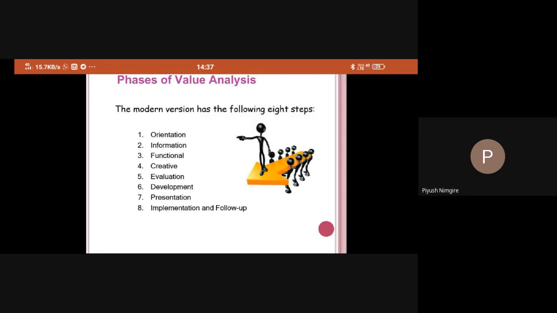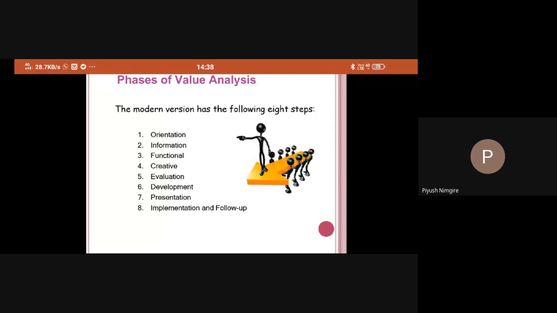The first phase is the orientation phase, the second is the information phase, the third is the functions phase, the fourth is the creative phase, the fifth is the evaluation phase, the sixth is the development phase, the seventh is the presentation phase, and the eighth is the implementation and follow-up phase. Here in the eighth stage, we have combined two stages together, that is implementation and the follow-up phase.